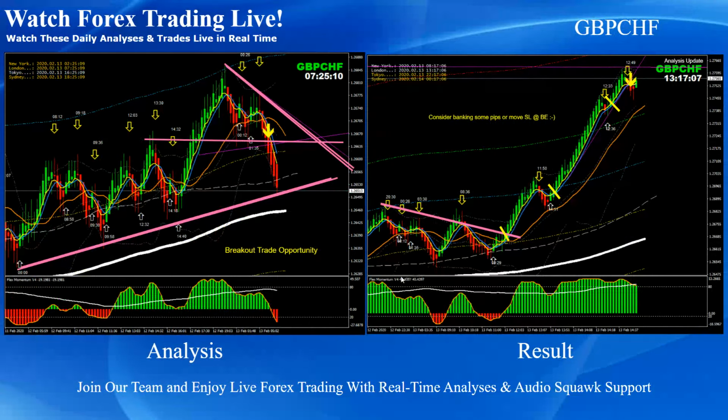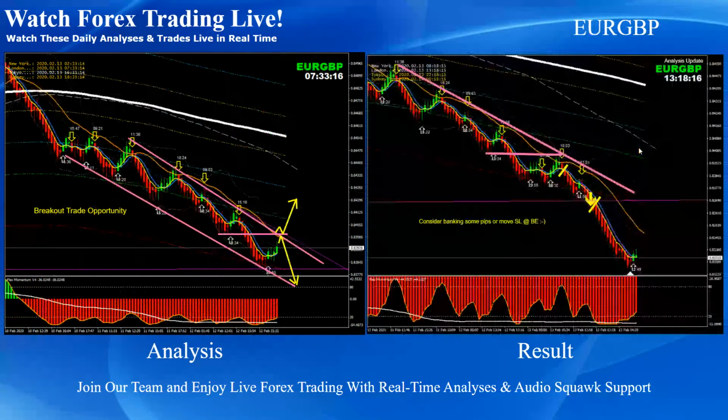As you can see, the price nicely broke this triangle pattern, and we announced the rest of the trades through live audio commentary. Beautiful breakout and pullback long trade on pound Swiss franc, and price literally hit the final target, which is the overbought fib channel.